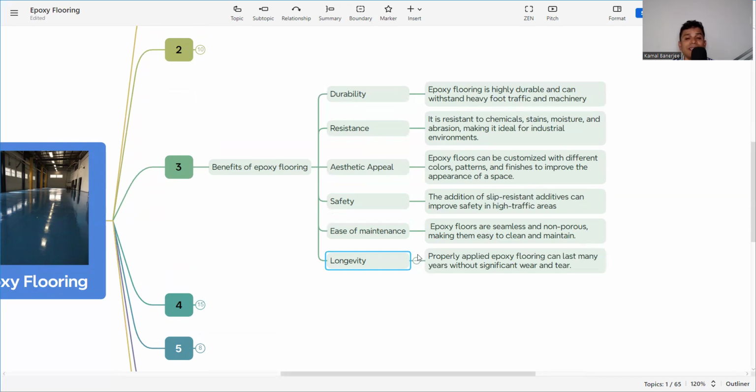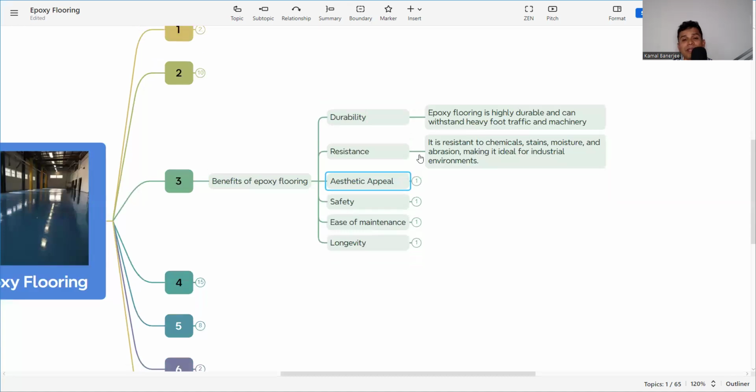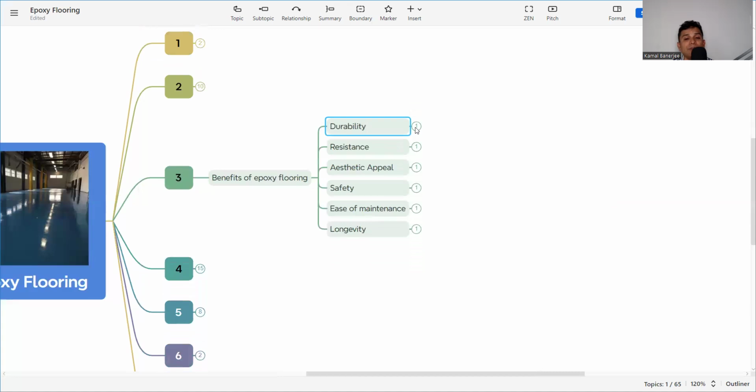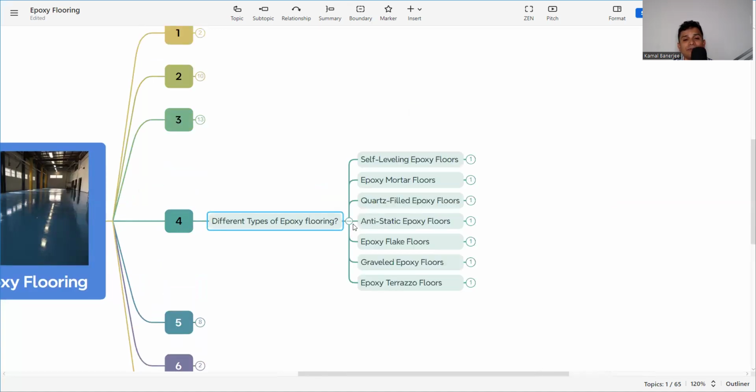So these are the things we need to think about: why are we using epoxy flooring, or what is the benefit. That is durability, resistance, appeal, safety, ease of maintenance, and longevity. These are the benefits we need to see. And next is the different types of epoxy flooring.